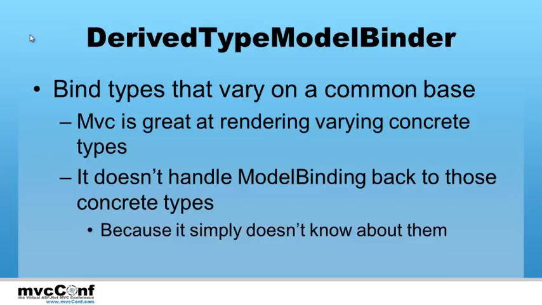left a bit of a hole in that it doesn't handle model binding back to those concrete types if you're rendering on a more generic type, such as an interface or an abstract base. And the reason it doesn't is because it simply doesn't know about them. MVC, by its nature, is very simple, very clean in terms of the content that it's putting out to the page, and isn't automatically throwing a lot of extra data. And so in turn, you simply aren't putting that data there without explicitly stating it. So Derived Type Model Binder takes an approach to that, and we'll go over that in just a moment.